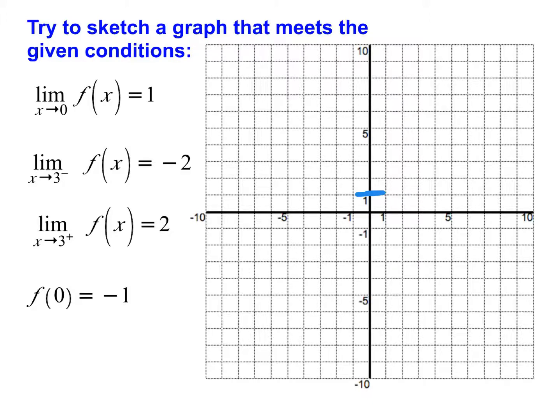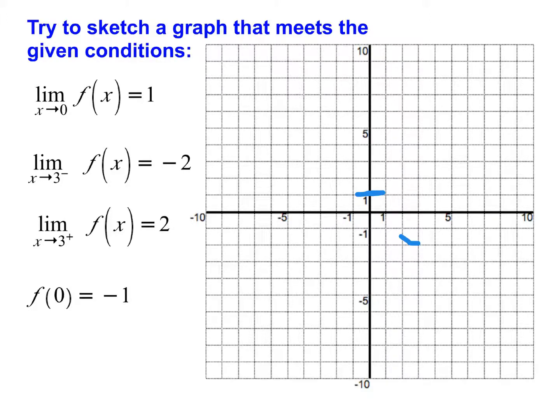It has to be from both sides that it's approaching 0. And then the next one, the limit as x approaches 3 from the negative side. So from the left side, I need the y value to be negative 2. So I'm going to go right 3 and down 2. And from there, that's what it needs to be approaching from the left side only. So I don't know about the right side there, but from the left side, it at least needs to be doing that.